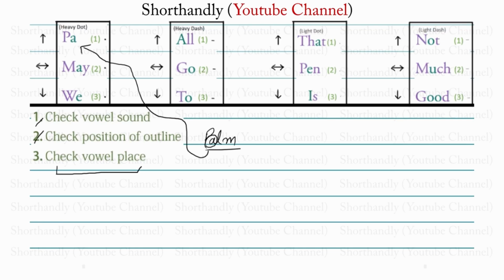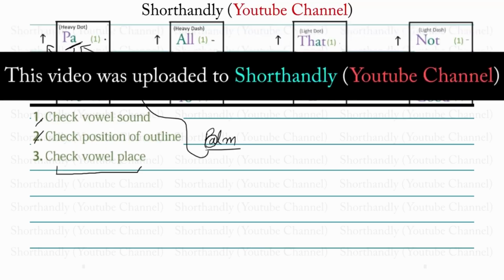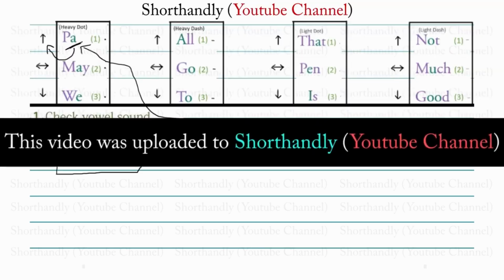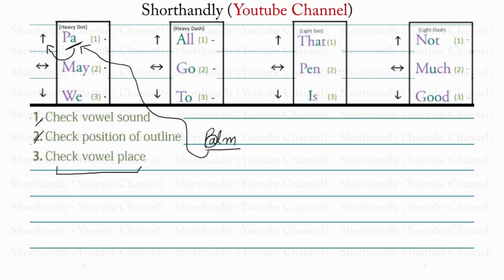The second step says check position of outline. As we already know, the first vowel sound determines the position of the outline for any word. As we can see, this is our pa vowel. This pa vowel says above the line, which means that the first outline that we are going to make for this word palm, we're going to make from above the line. Now let's see what the third step is.